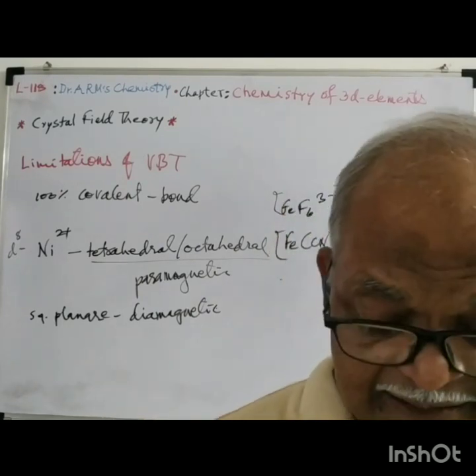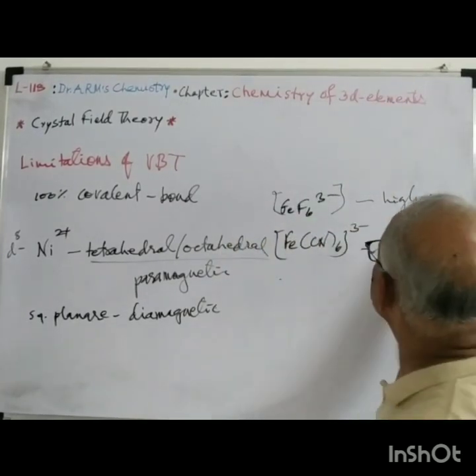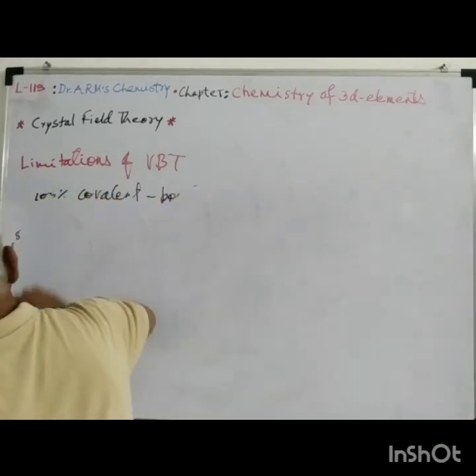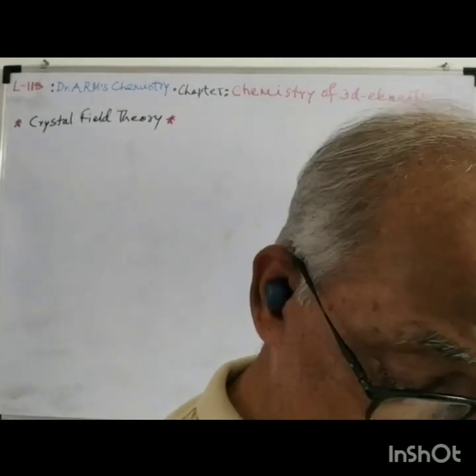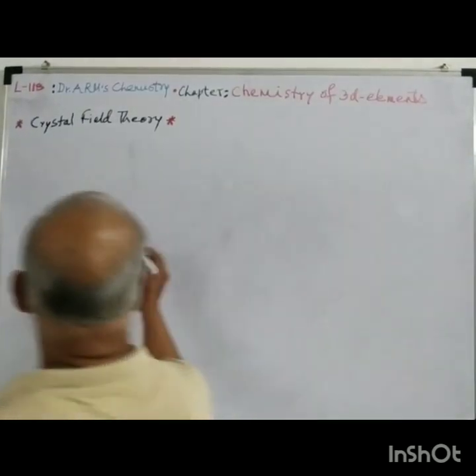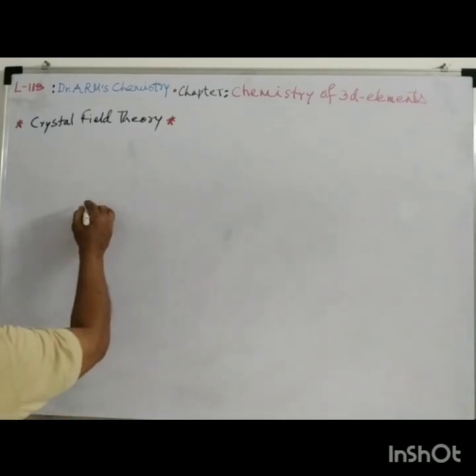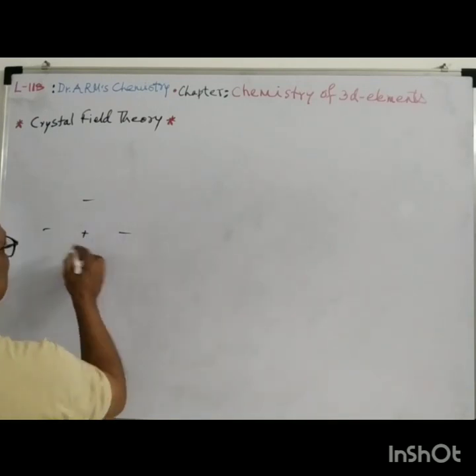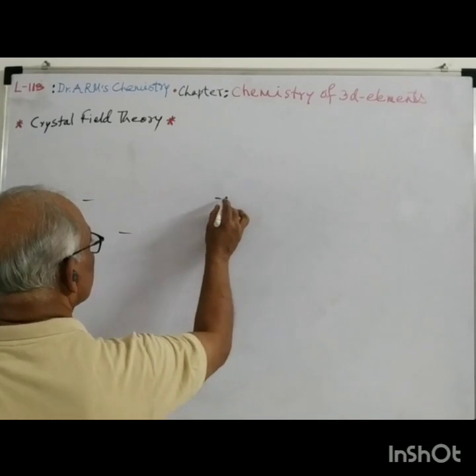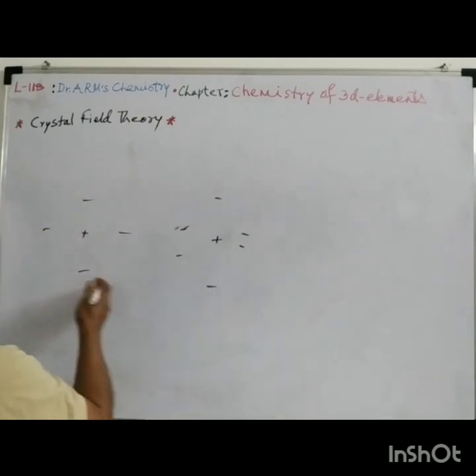So it makes it necessary to opt for some other theory or concepts, and that is crystal field theory. In crystal field theory, we know that the complex contains a central metal ion of positive charge, whereas the ligands are present around it. In the case of square planar or octahedral complexes, we can show this in this view. This is octahedral, this is square.